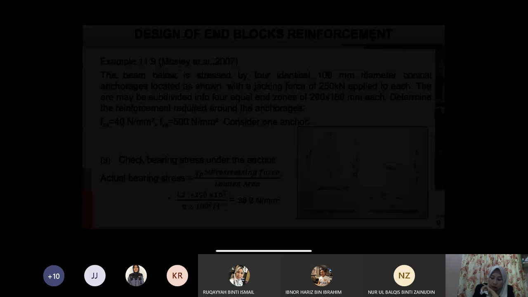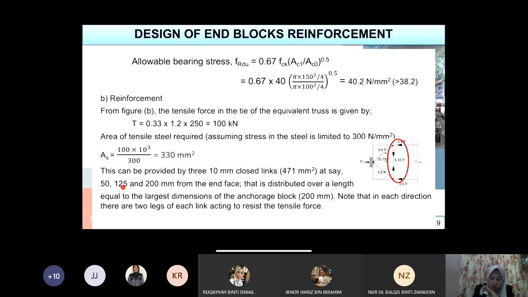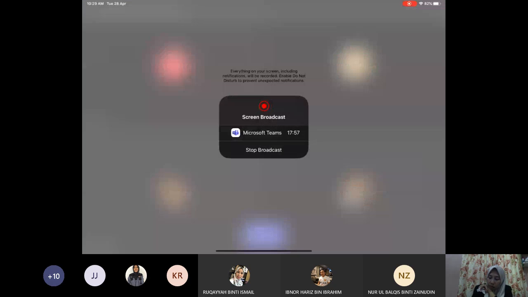This can be provided by 10 mm close links. From here, say we provide 471 mm squared, and this is the spacing from one link to another. Then it is distributed over a length equal to the largest dimension, which is around 200 mm. So we provide the block about 200, the largest dimension.